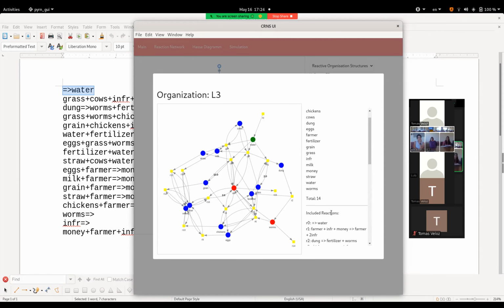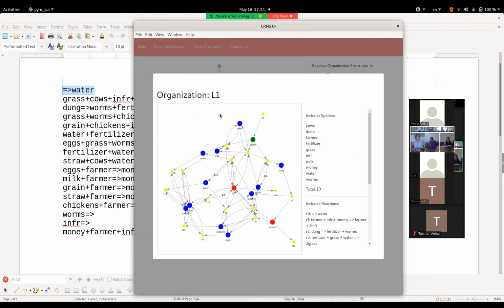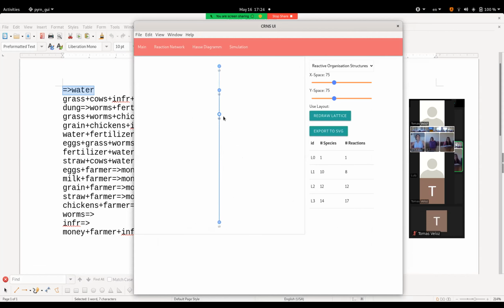Okay. So this is a relatively intractable model, I guess, for differential equations and so on. We can still run simulations, but the structure of it is quite complicated. But if we look at the organizations, actually, of this system, we only find this.